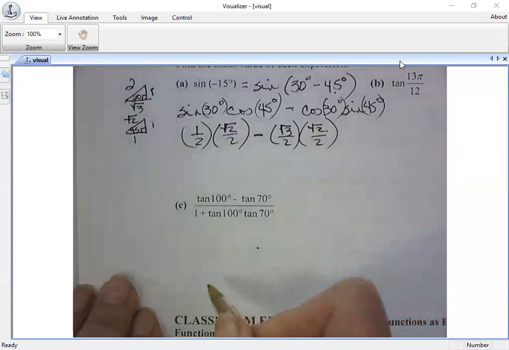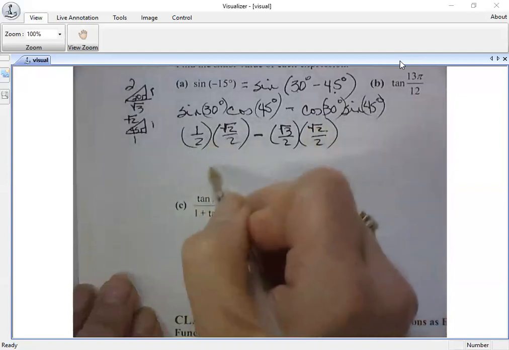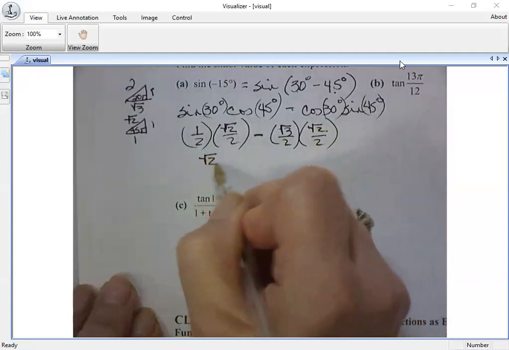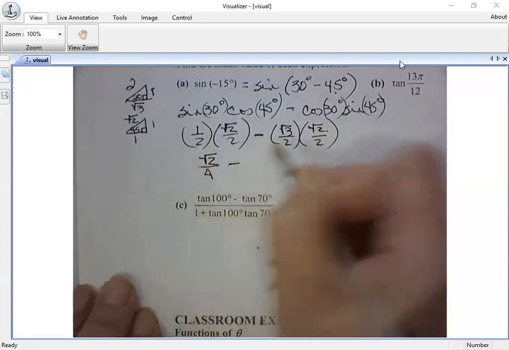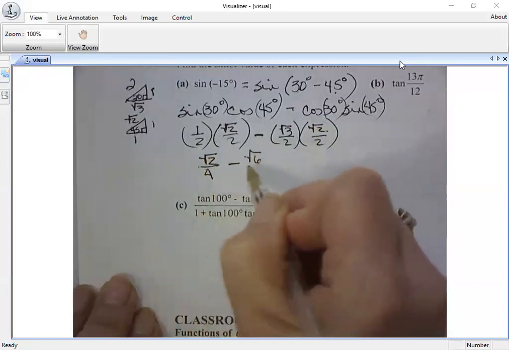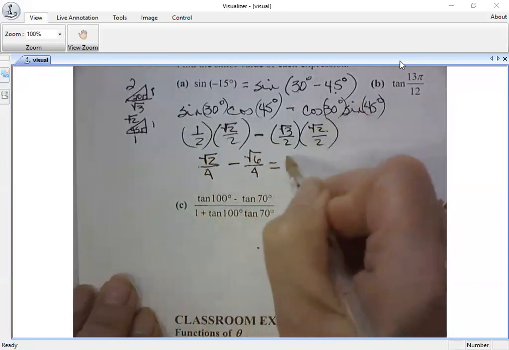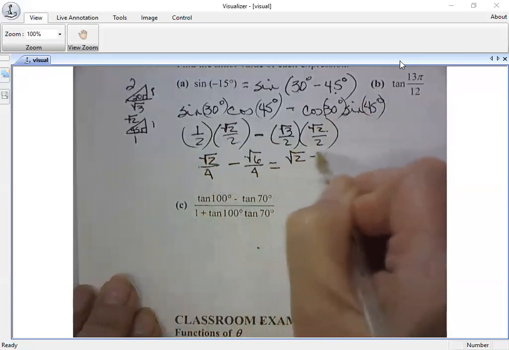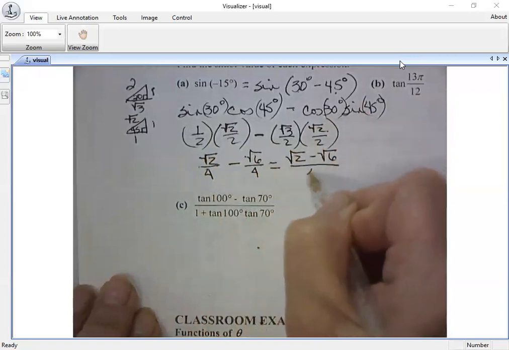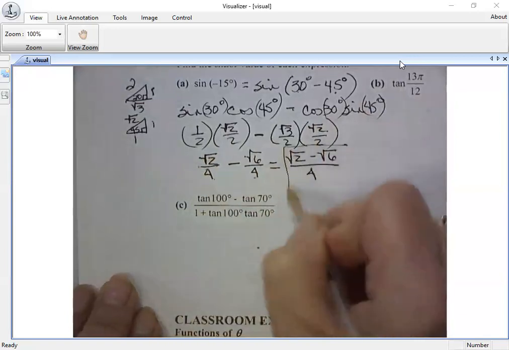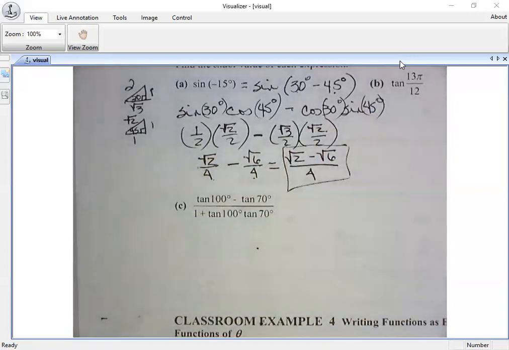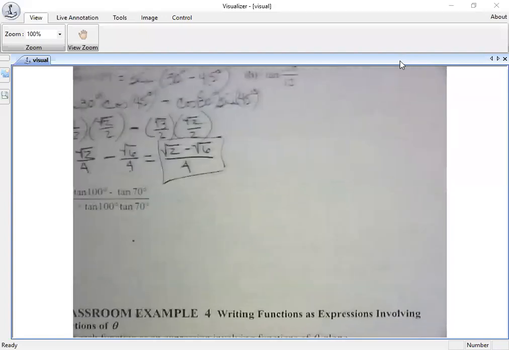Good job. All right, so if we multiply this together, we get square root of 2 over 4 minus square root of 6 over 4, which is equal to square root of 2 minus square root of 6 over 4. We already had the common denominator. We can write it as a single fraction. Make sense? That's what I'm saying. You're going to see these same values popping up a lot because we're trying to get replacements that use either 30 or 45 or 60. And so it's going to give us the same ratios.